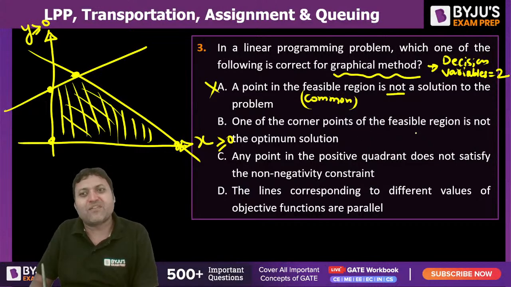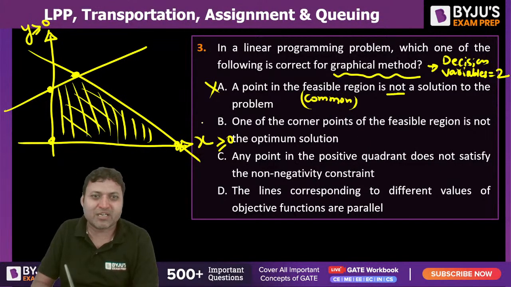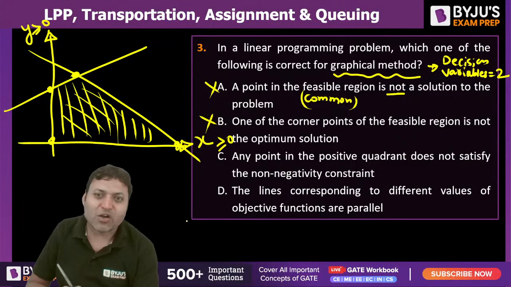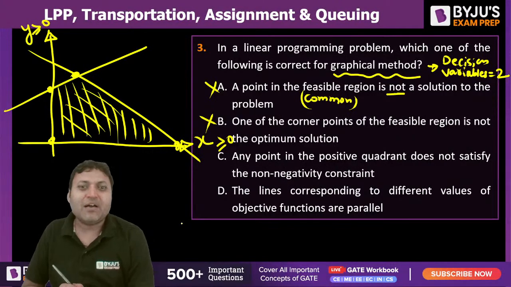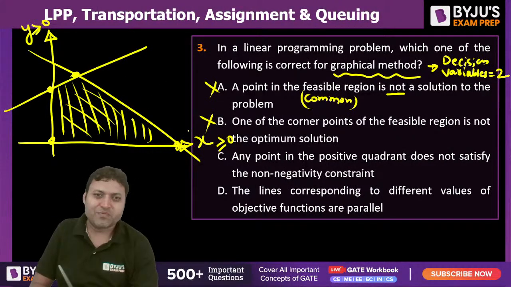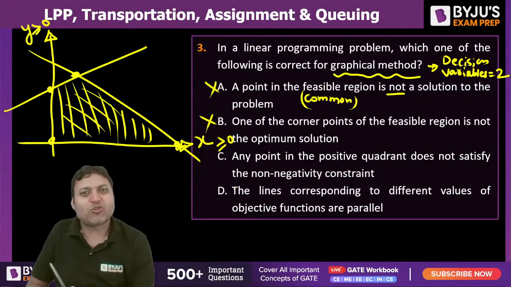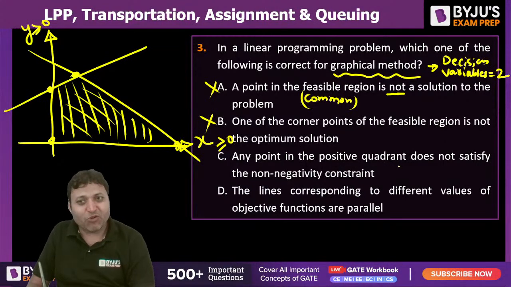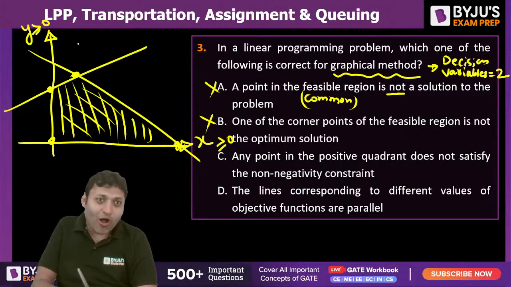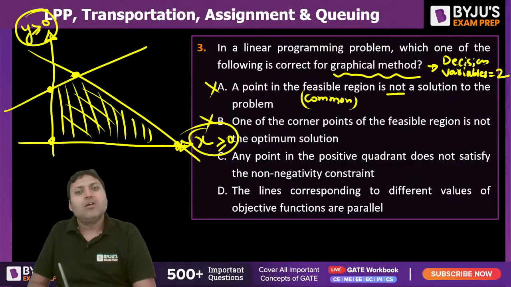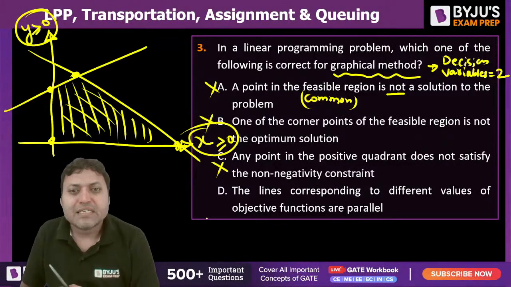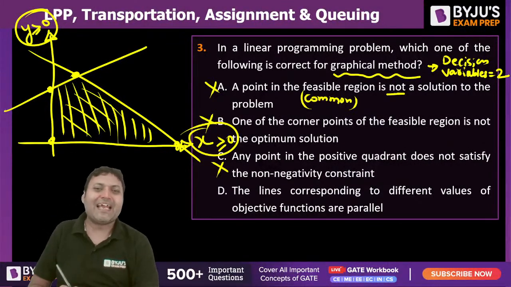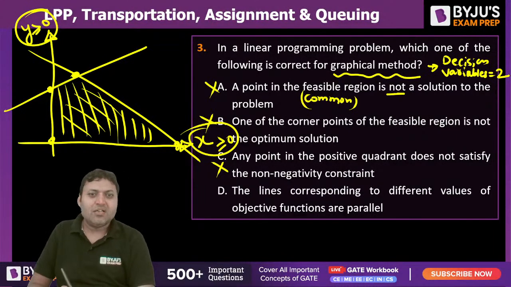One of the corner points of the feasible region is not the optimum solution, that is also incorrect. One of the corner points will become the optimum solution. I have told you, out of the basic feasible solutions, one of them will be the optimum solution. Any point in the positive quadrant does not satisfy the non-negative constraint. All the points in the positive quadrant will satisfy the non-negative constraint. C is also incorrect.